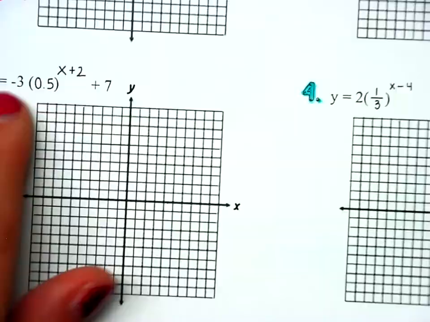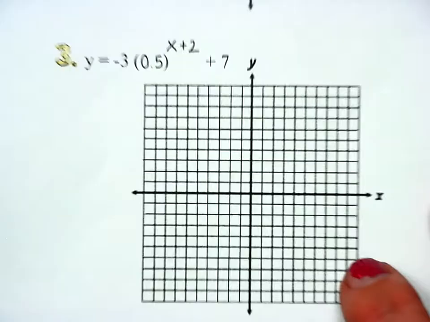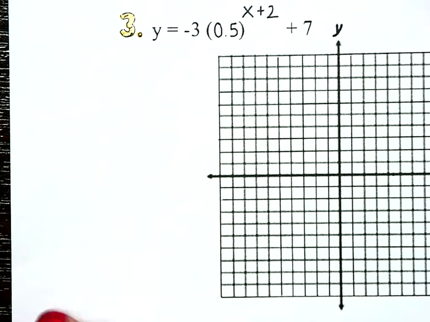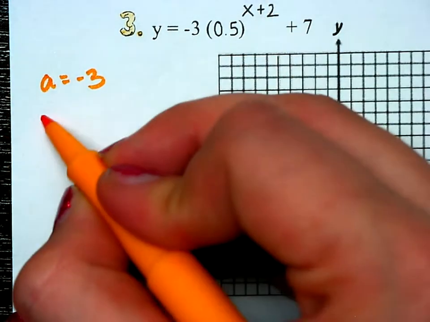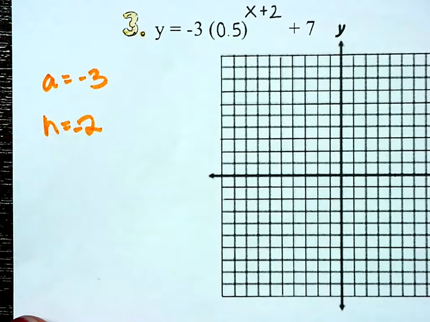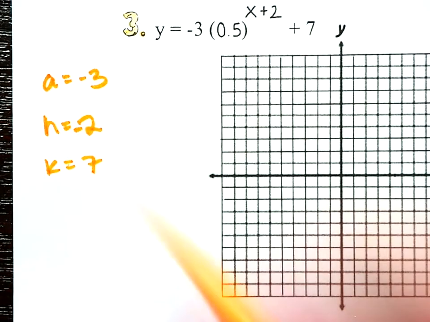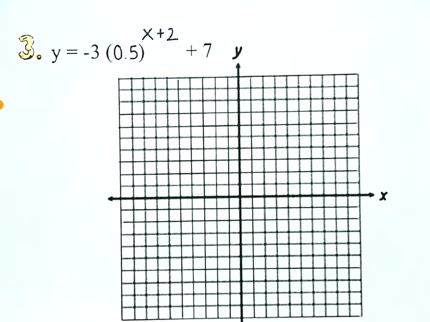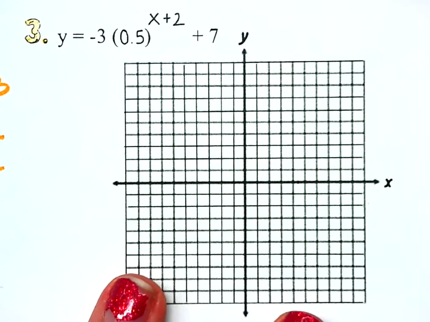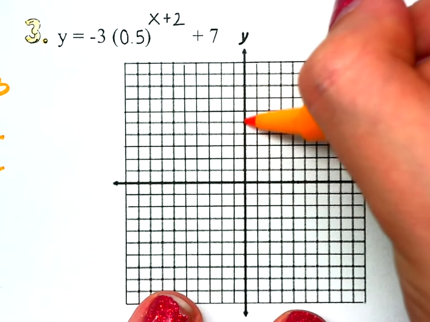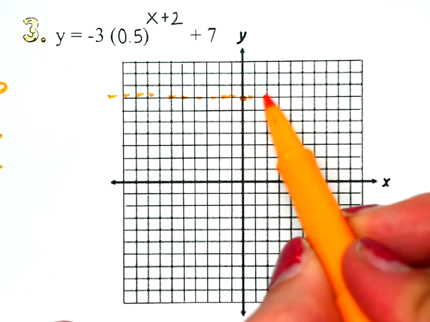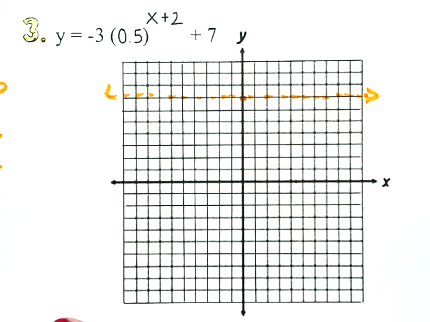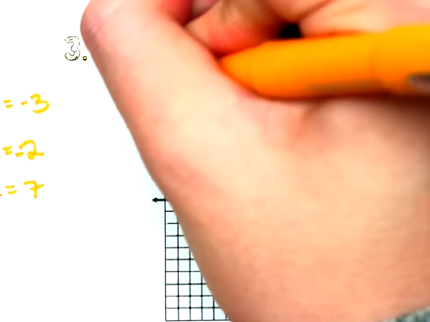Okay, next one, we've got a negative a value. Let's see what that does for our graph. Okay, let's list these values. I've got a equals -3. My h value is -2, and then my k value is 7. All right, so that means on this graph, my asymptote is at +7. Let's graph that real quick. 1, 2, 3, 4, 5, 6, 7. All right, I'll label that.